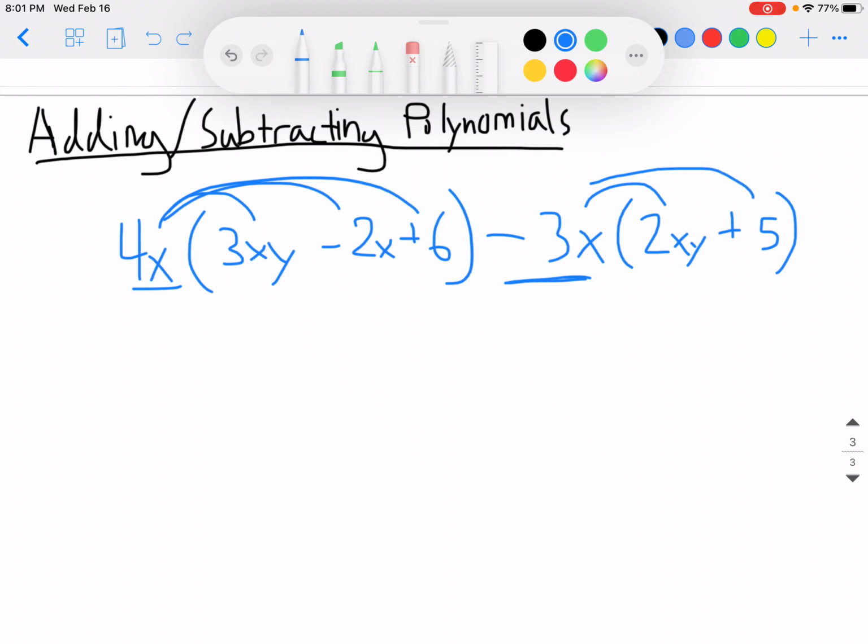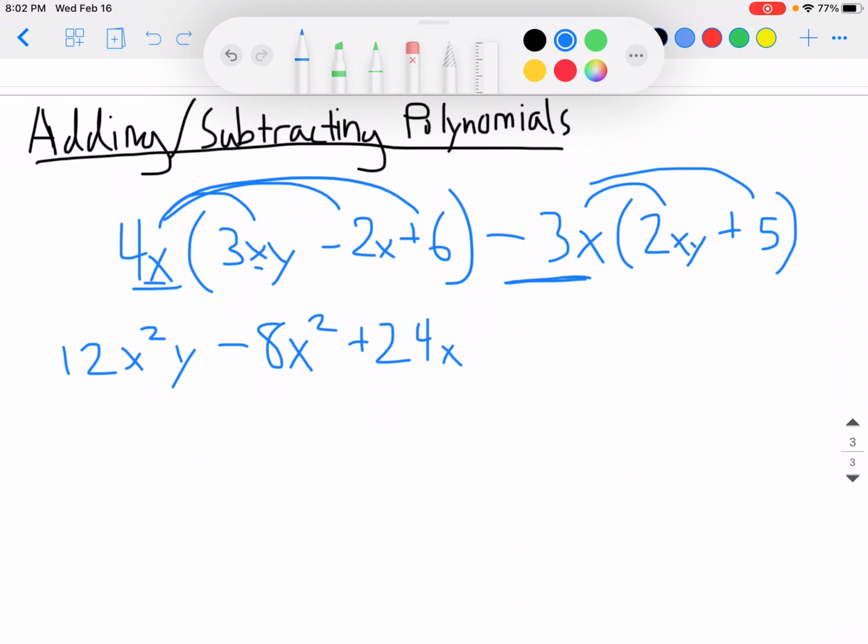And so let me rewrite everything and see what we have. So we'll get 4 times 3, which is 12. X times x is going to give me x squared. And then this y is just going to kind of tag along there. Then I'll have 4 times 2, which is going to give me 8, but there's a minus sign there, so it's going to be minus 8x squared. And then I have 4x times 6, which is plus 24x.